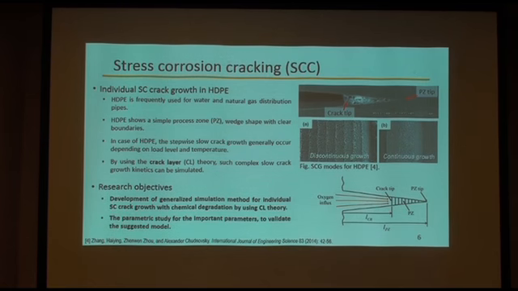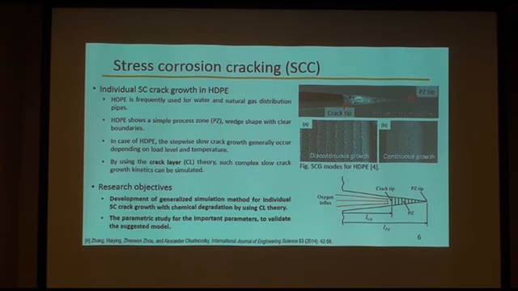One of the famous thermoplastics, high-density polyethylene, is frequently used for water or natural gas pipe, liquid gas distribution pipes, and HDPE shows a simple wedge shape of the damaged zone in front of the crack tip, and with the clear boundary with the undamaged material.